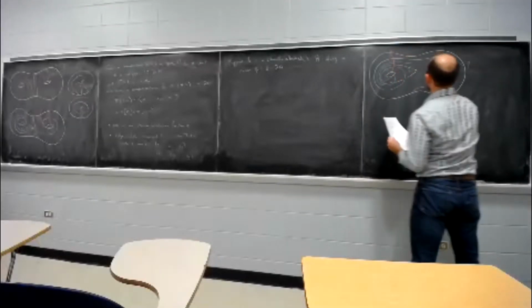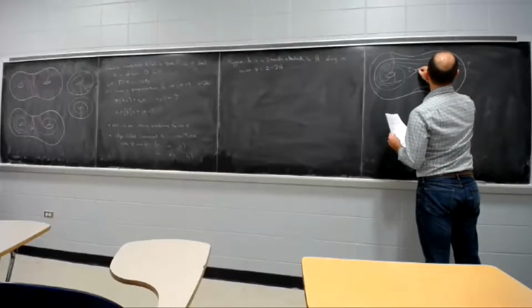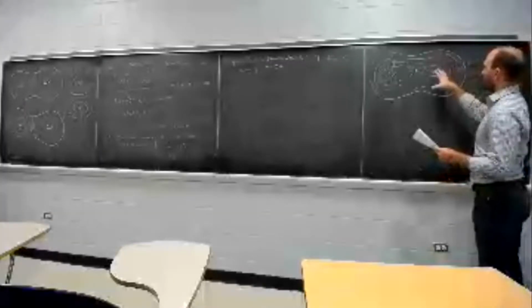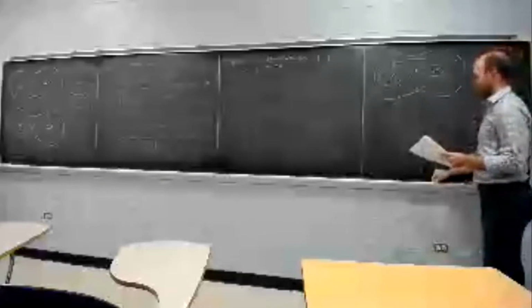So I guess E1 should be oriented that way, and similarly E2 should also be oriented that way. So this is the step here. What we want to do is calculate how the fundamental group changes by attaching this two-handle along theta.